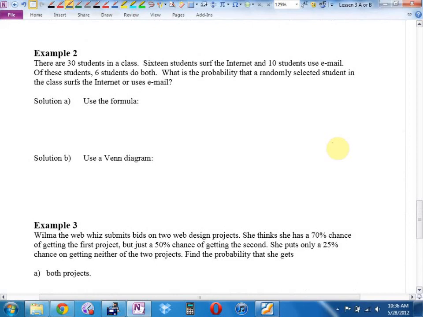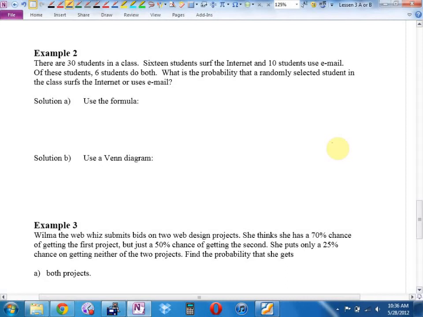Example 2 says there are 30 students in a class. 16 students surf the internet, and 10 students use email. Of these students, 6 do both. What's the probability that a randomly selected student in the class surfs the internet or uses email? This was typed up in 2001 because now the answers would be 100% and 100%. But still, let's just go with the numbers that we have here.